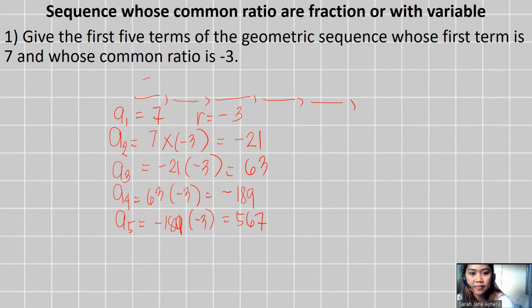So the first 5 terms of the geometric sequence is 7, negative 21, 63, negative 189, and 567. This is the first 5 terms of the geometric sequence whose first term is 7 and whose common ratio is negative 3.